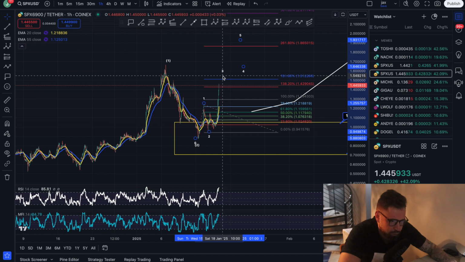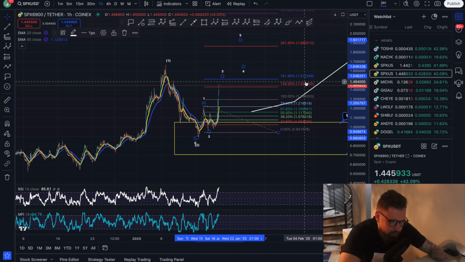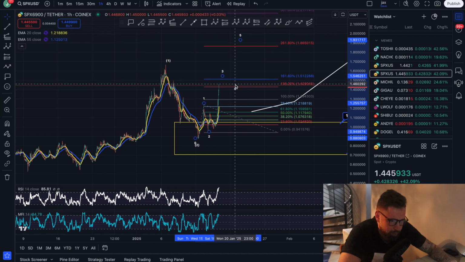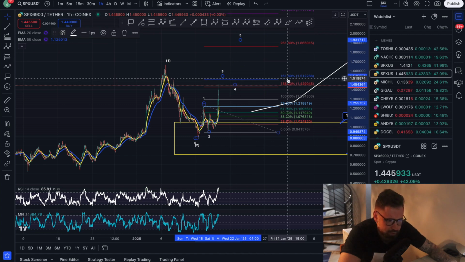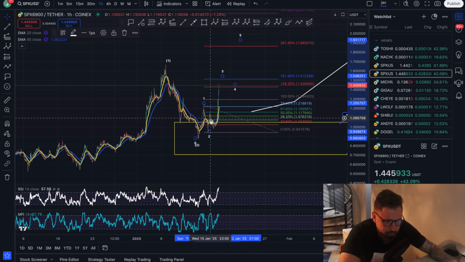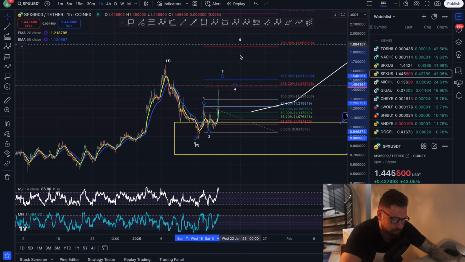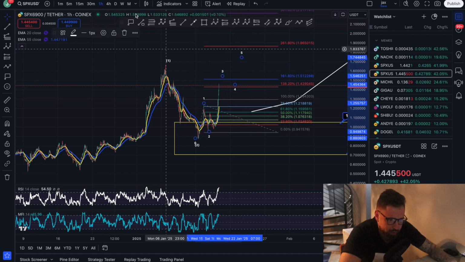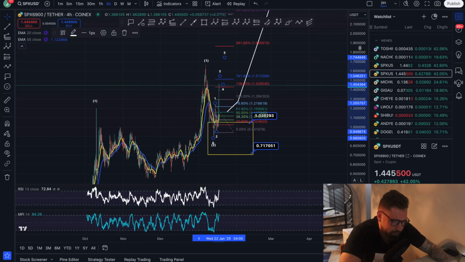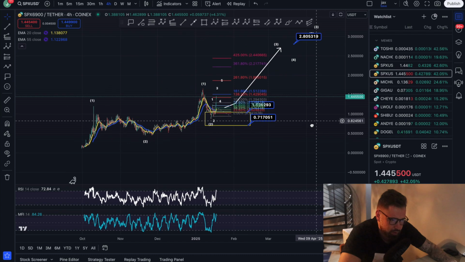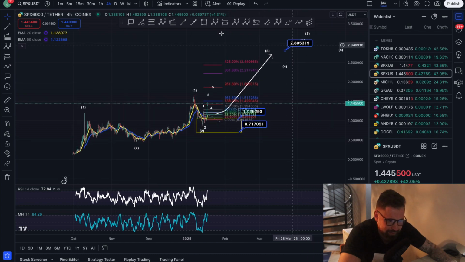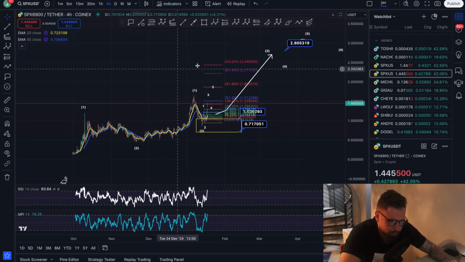Now it can overshoot. If it overshoots past $1.51, the next target's all the way up at $1.86. It's very possible, but the normal target is the 161. But this is a micro count, so they can be inaccurate. And then you pull back into 4, you push up in the wave 5 to complete the first wave 1 of that larger wave 3 with a target of $2.80. So that's what we're looking at for SPX.